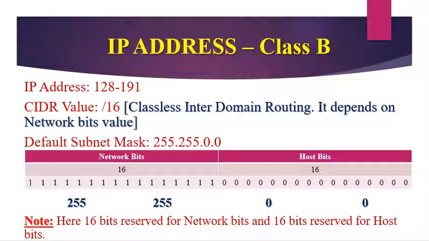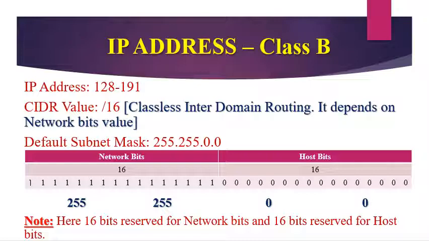What is the CIDR value of class B? The CIDR value is 16, because the CIDR value depends on the number of network bits available in class B. In class B we have two fields, network bits and host bits. Out of 32 bits, the first 16 bits are allocated for network bits and the other 16 bits for host bits. So the default subnet mask is 255.255.0.0, and the CIDR value is 16 because the first 16 bits are all ones.